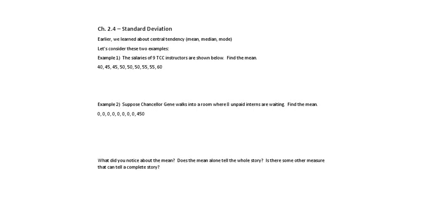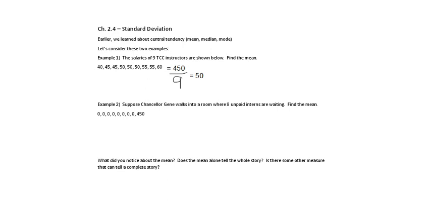Let's say the salaries of 9 TCC instructors are shown in thousands, and we want to find the mean. Well, that's pretty easy, actually. If you want to find the mean, the first step will be to add everything up, which, if you do, you get 450. Now, since there were 9 instructors measured, I would like to divide that number by 9. And 450 divided by 9 equals 50. So that means from this, the average TCC salary is $50,000.